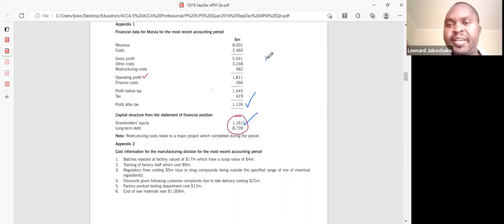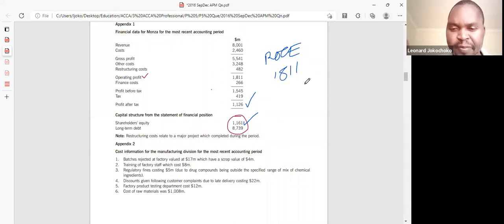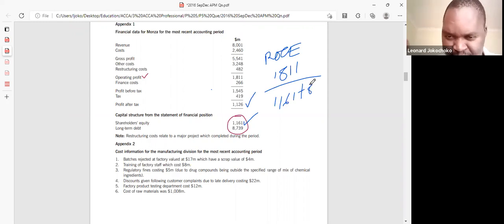My return on capital employed, I'll put this in my appendix or as a working, depending on what you prefer. I'll take my operating profit and divide by my capital employed. You add these two numbers. Obviously, if you can just add this and write the final figure, it's very acceptable. Please note that the answer is multiplied by 100 to make it a percentage.